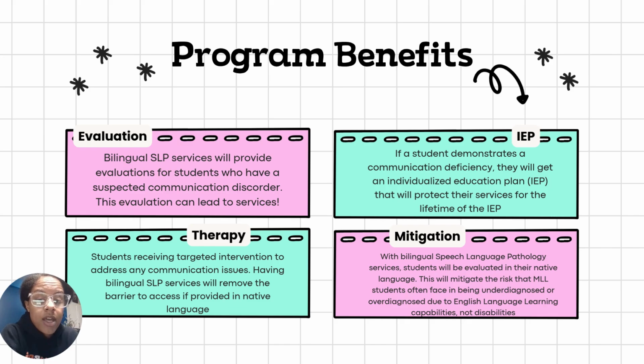Third, therapy. Students receive targeted interventions to address any communication issues. Having a bilingual SLP service program provider will remove the barrier to access if provided in the student's native language. Finally, mitigation. With bilingual speech language pathology services, students will be evaluated in their native language. This will mitigate the risk that multilingual learning students often face in being underdiagnosed or overdiagnosed due to English language learning capabilities and not necessarily disabilities.